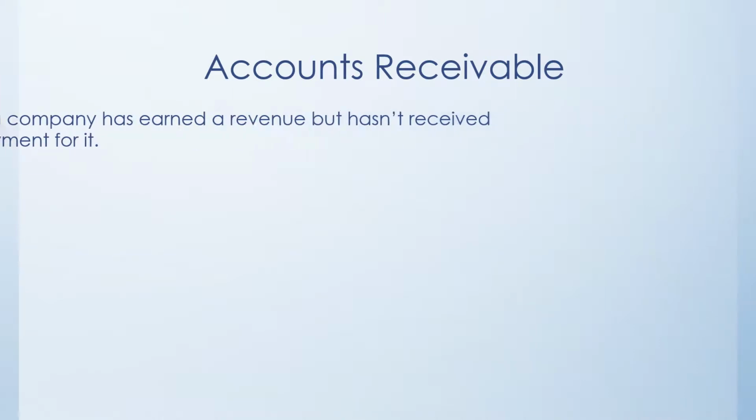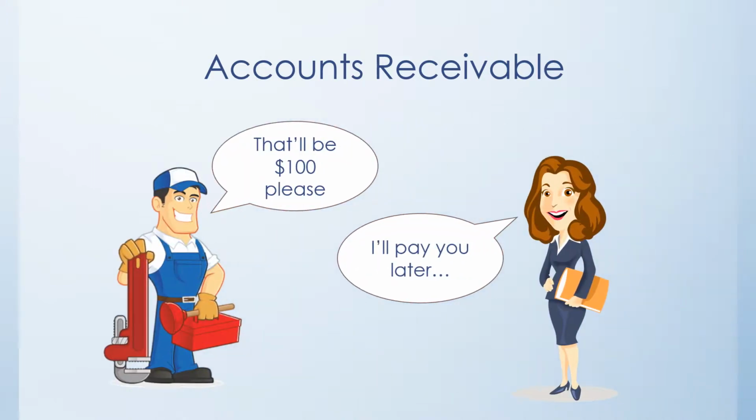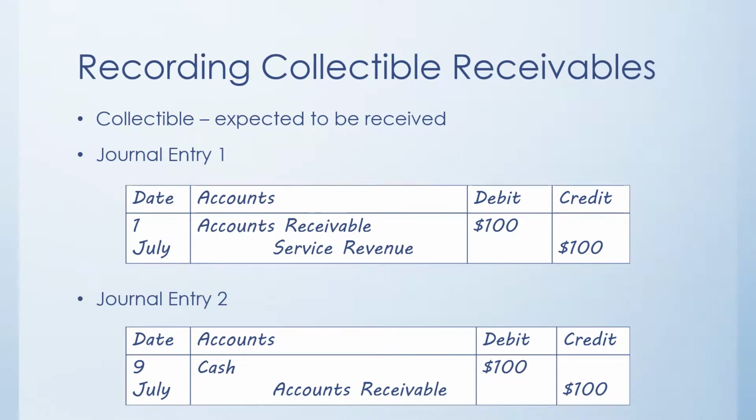For example, if John's plumbing service fixes Jenna's sink for $100, Jenna owes John $100. This amount owed is labelled as accounts receivable. It has yet to be received. Collectible accounts receivable are those which the company expects to receive.